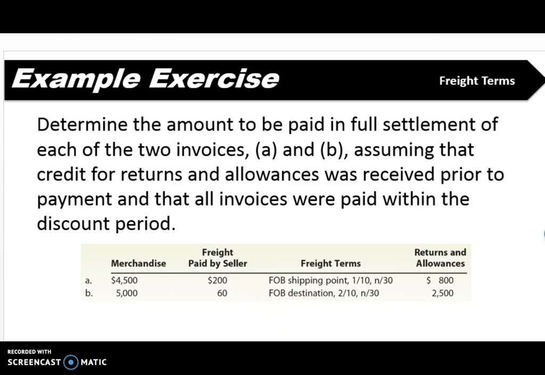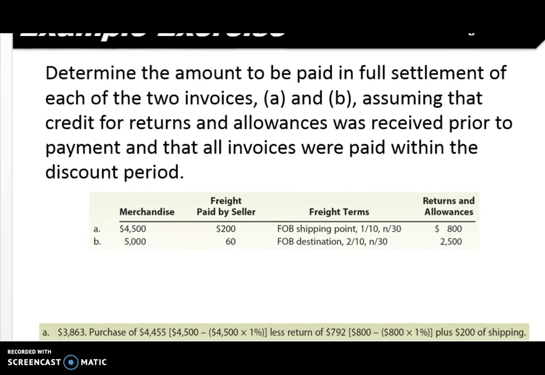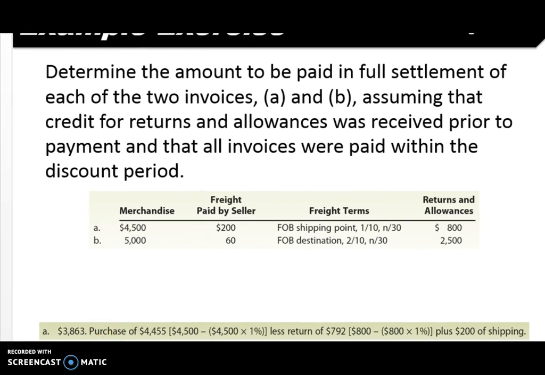And so your total amount would then be $38.63. So you've got a purchase of $44.55, which is your $4,500 minus the $4,500 times 1%. You take out your return, which will be your $800 minus $800 times 1%, and then you add back in the cost of the shipping. That is because it is FOB Shipping Point, and the buyer is paying the shipping, so they've got to pay that amount. It doesn't matter that the seller originally paid it, they're going to bill it to the buyer if it's FOB Shipping Point.